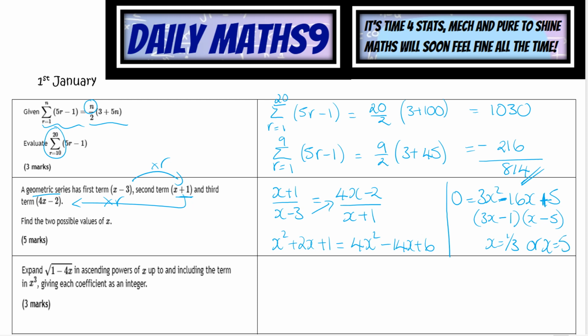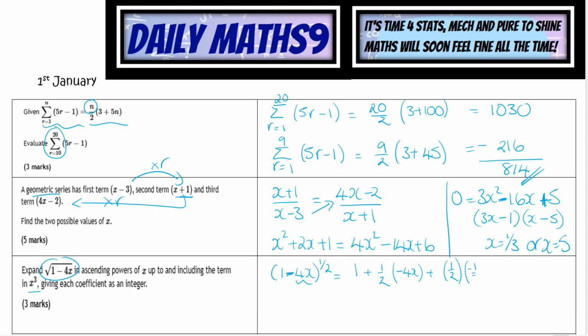The next one, we're doing a binomial up to the x cubed term, so replacing that square root with 1 minus 4x to the half, and then using the formula that you do get on the formula sheet, it's going to be 1 plus nax. n is the power on the bracket, so that's a half, and ax is here but with its sign as well, so that's going to be minus 4x.